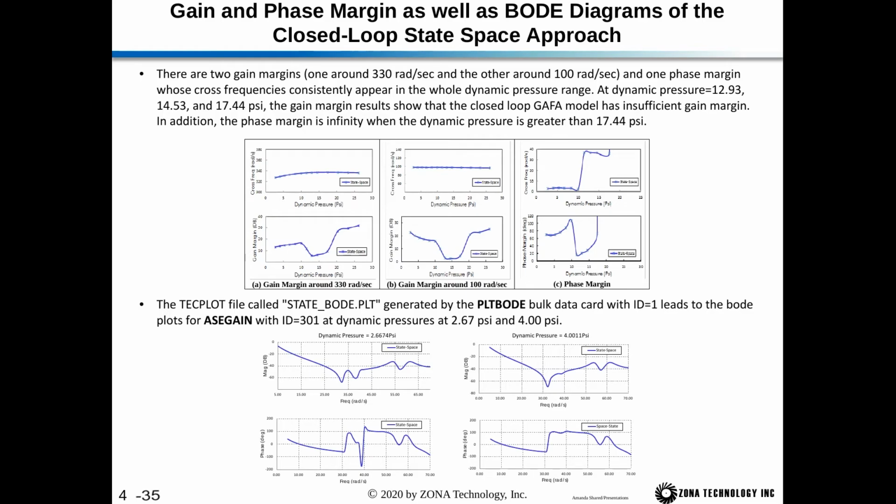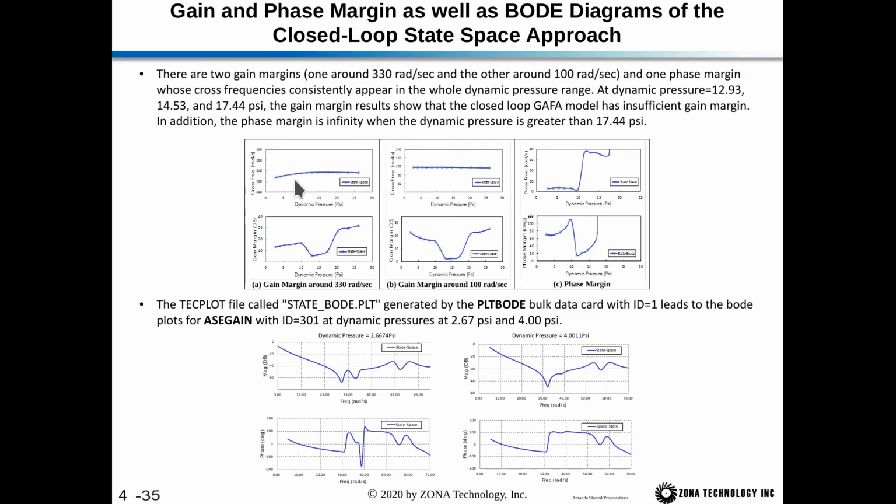We have 2 gain margins, one around 330 radians per second and the other one around 100 radians per second, and then 1 phase margin whose cross frequencies consistently appear in the whole dynamic pressure range. And at a dynamic pressure of about 13, 14.5, and 17.5 psi, the gain margin results show that the closed loop GAFA model has insufficient gain margin if our gain margins would be, for example, plus or minus 6 dB, which is fairly typical. In addition, the phase margin is infinity when the dynamic pressure is greater than 17.5 psi.